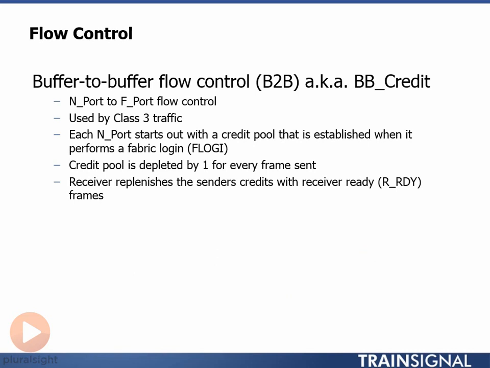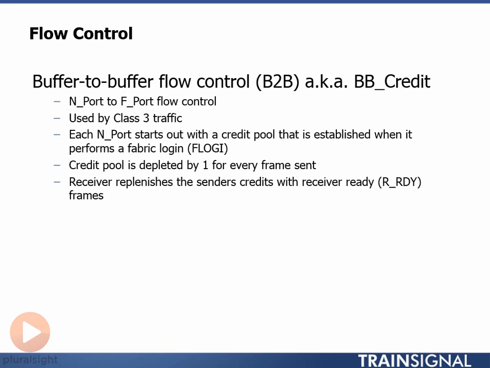Now when an N port logs into the fabric, it's issued with a pool of credits and is allowed to transmit one frame for every credit that it has in its pool. And for each frame that it transmits, the N port must deplete its pool of credits by 1. So, for example, if an N port is issued with 5 credits, it can send 5 frames. Once it's sent 5 frames, it can't send any more until it's issued with more credits. It's a pretty simple system. No credits, no frame sending.